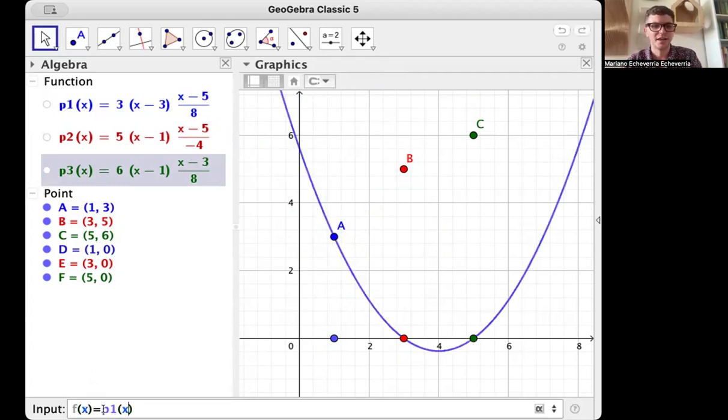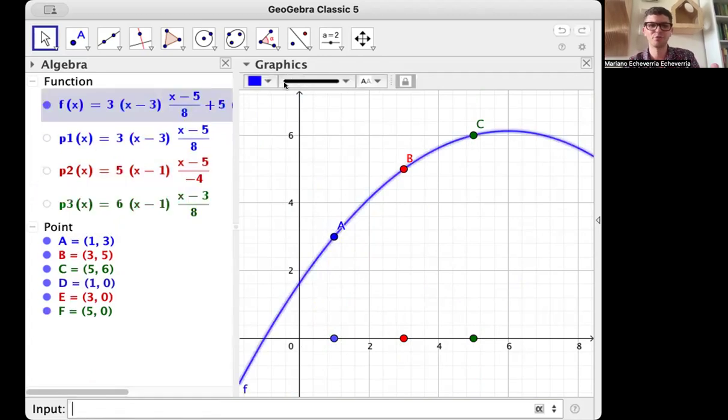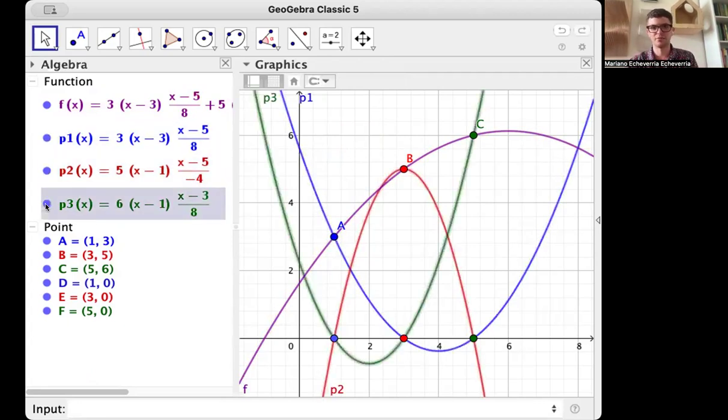That's the last thing I'll write. The solution will be the addition of the three polynomials. But for that to work, it was important to have this property that they are 0 at the remaining two values, because 0 plus 0 doesn't mess up anything. You know what I mean? So the total polynomial is a sum of the original three polynomials.